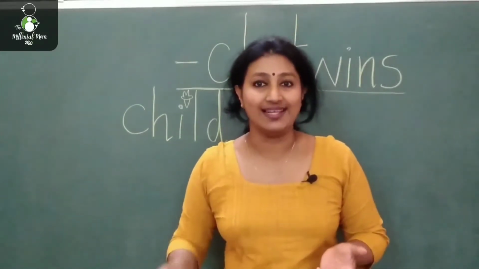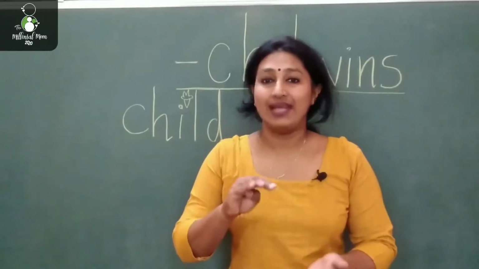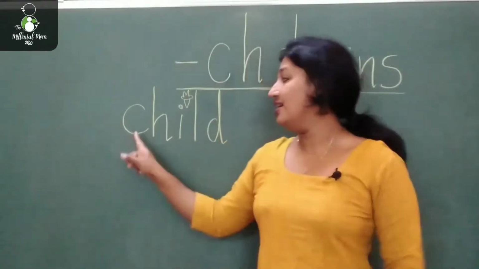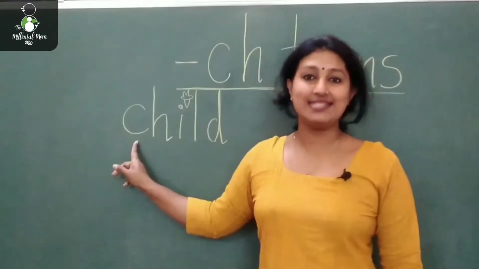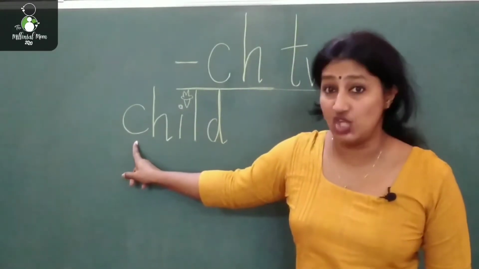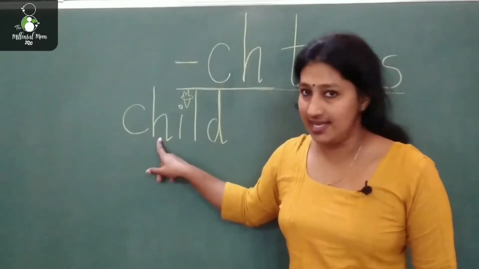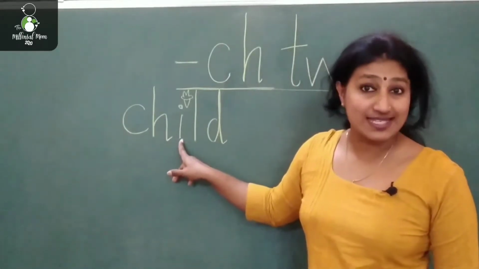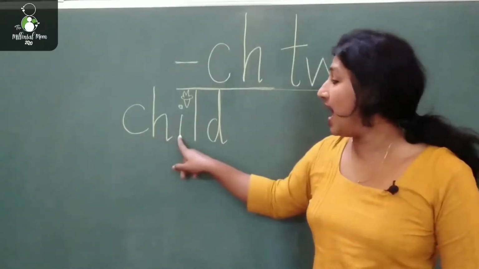Who is a child? Kunye, koche. ഒരു കൊച്ചിനെയാണ് നമ്മൾ ഇംഗ്ലീഷിൽ child എന്ന് വിളിക്കുന്നത്. So now we know how to write the spelling of the word child. CH we know. I, Mr. I, the long sound of I.